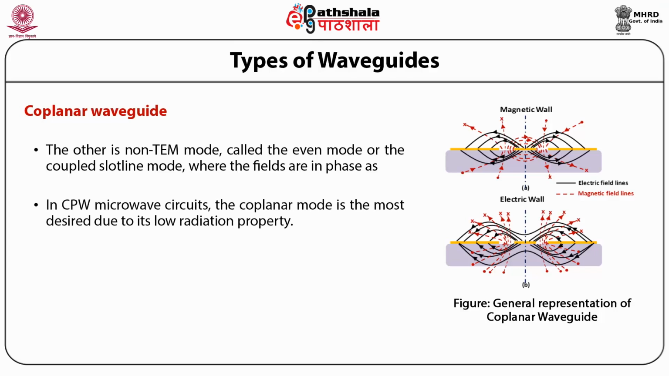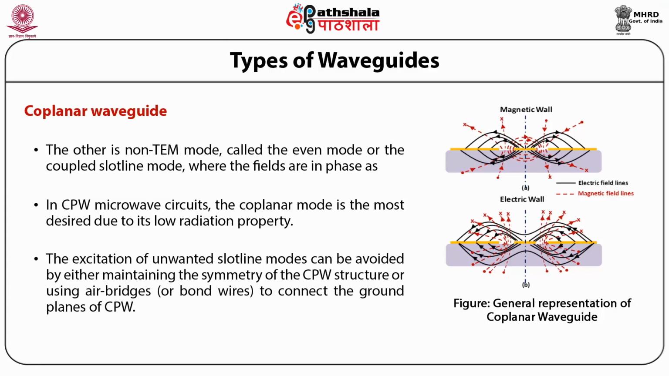In CPW microwave circuits, the coplanar mode is the most desired due to its low radiation property. The excitation of unwanted slot line modes can be avoided by either maintaining the symmetry of the CPW structure or using air bridges to connect the ground planes of the CPWs.